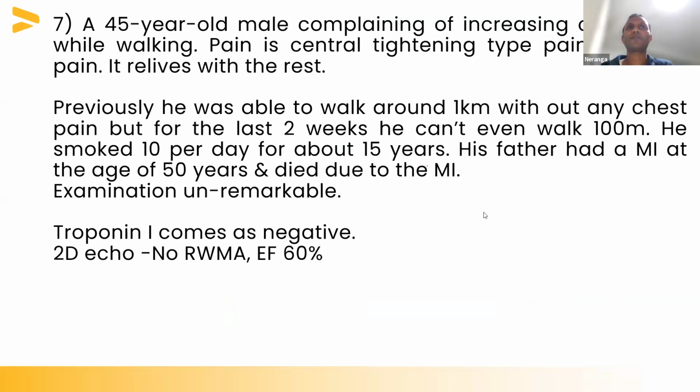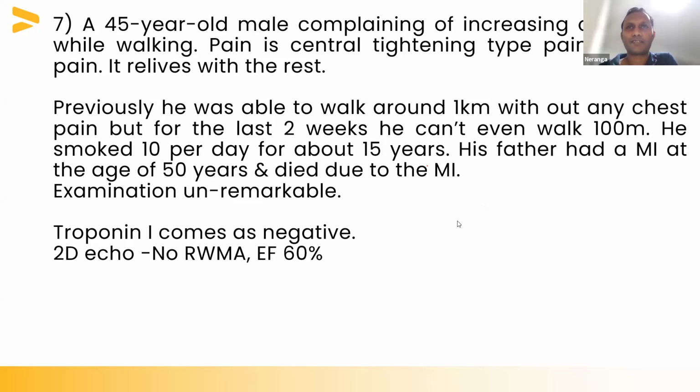Okay, so this patient is a 45-year-old male coming with chest pain while walking, and the pain is central type with jaw pain. It relieves with rest. Previously, he was able to walk around 1 kilometer without any chest pain, but for the last 2 weeks he can't even walk 100 meters. Smoked 10 per day for 15 years. Father had MI 15 years ago and died due to MI. Examination normal and initial troponin comes as negative. 2D echo shows no regional wall motion abnormality, so EF is normal.